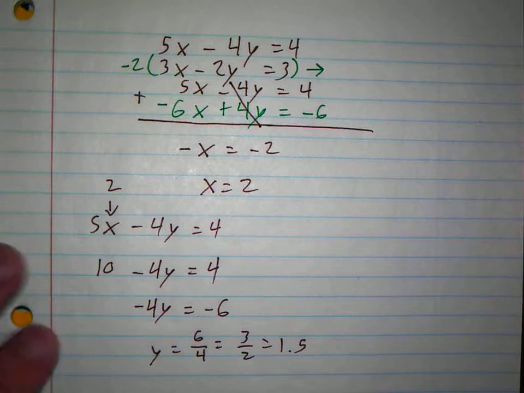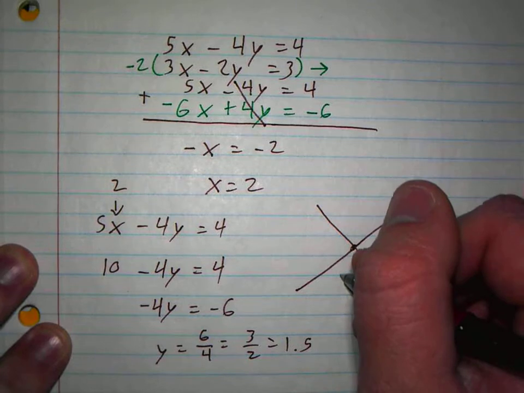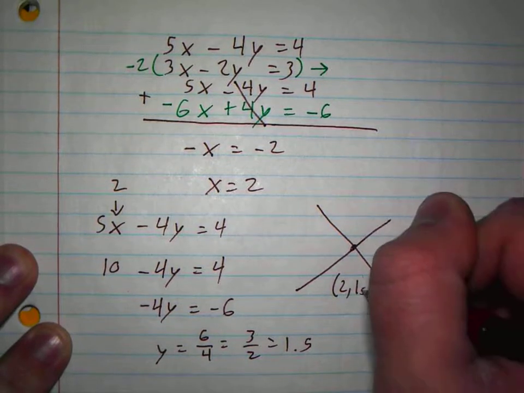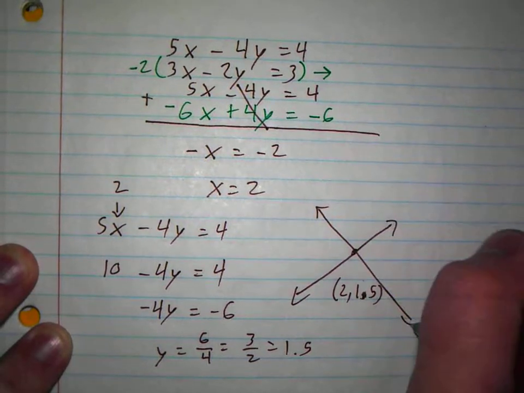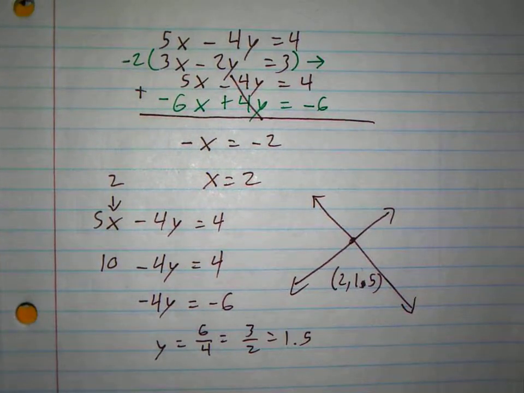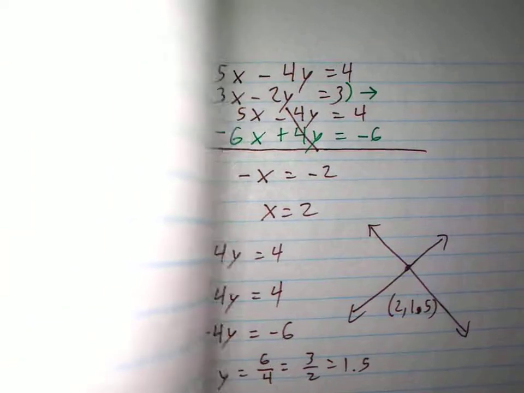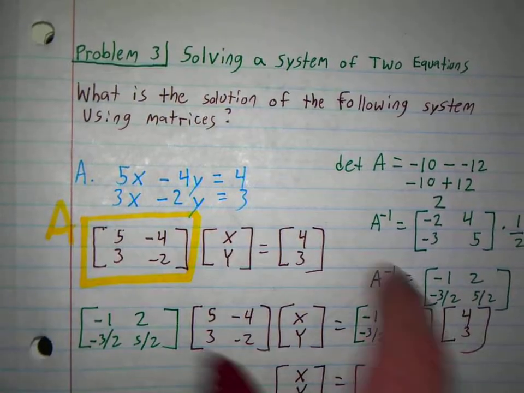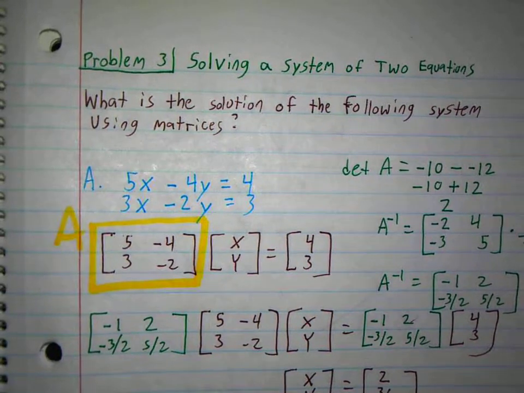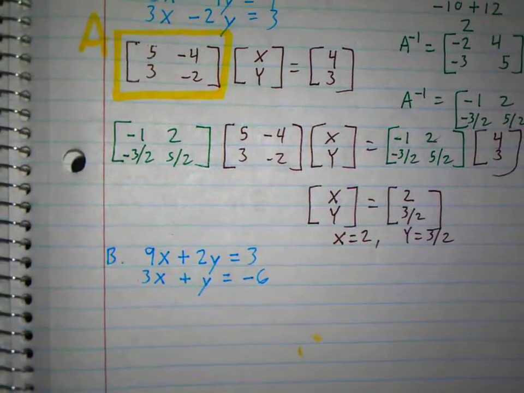And so what that means is there's two lines, and here at 2, comma 1.5 is where they intersect, and that is what we call the solution. So we have x equals 2, y equals 1.5 on the back. We had x equals 2, y equals 1.5. Notice it's just a different way of doing it now. And so I want you to try this one yourself.